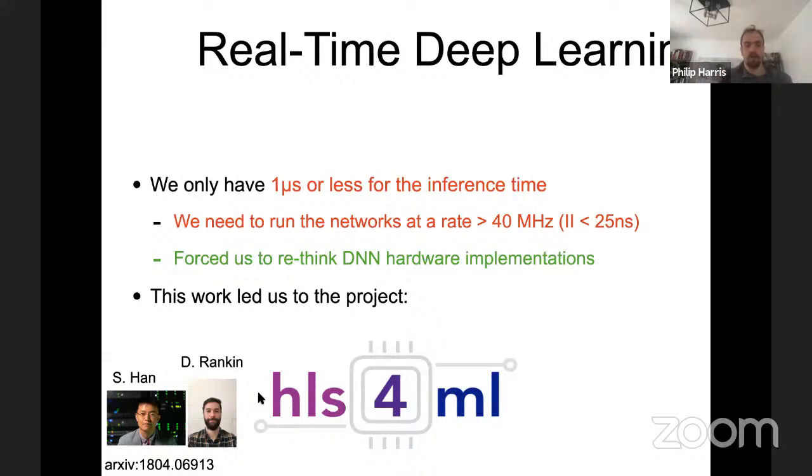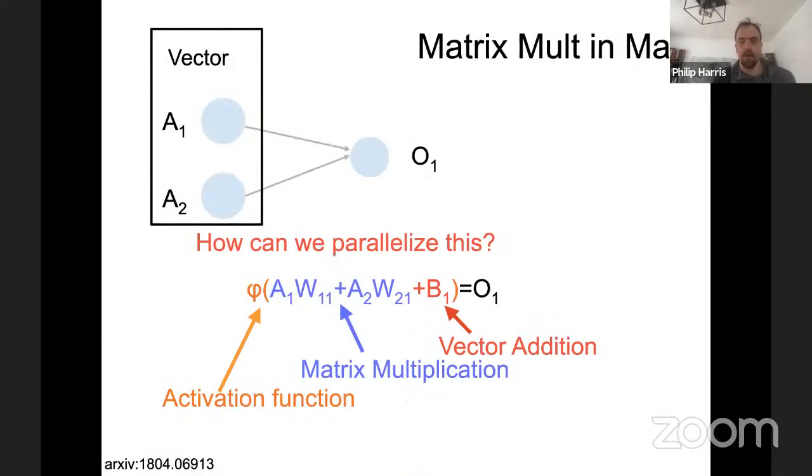But also we need to be able to run these networks at a frequency of 40 megahertz. And if you look at conventional neural networks, this is not really how neural networks work on processors, right? They tend to run in millisecond timescales or even longer. All right, so let's look at how we actually process a neural network.